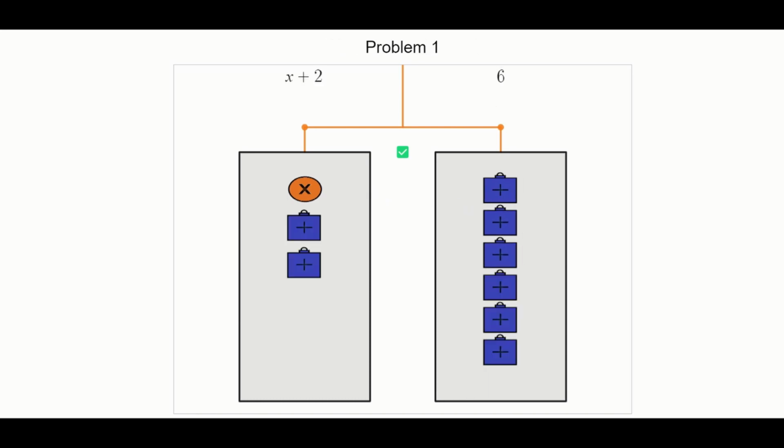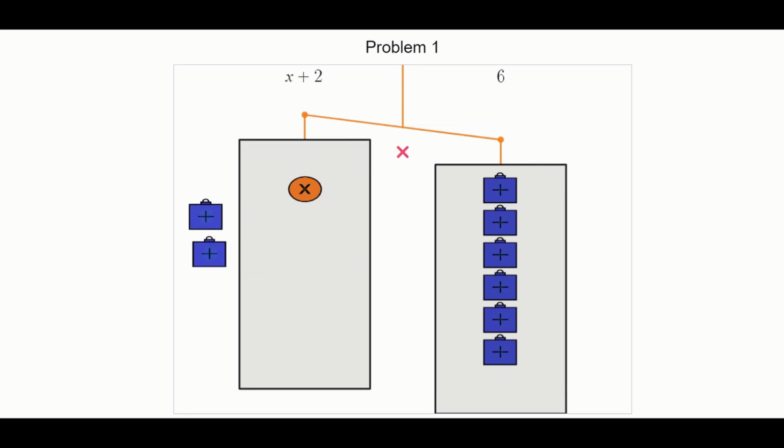Problem 1. X plus 2 equals 6. Here on the left side we have our x accompanied with 2 weights, and on the other side we have 6 weights. In order to solve for x to figure out what x weighs, I want to get x by itself, so I'm going to remove these 2 weights next to it. That's equivalent to subtracting 2 on the left side, leaving us with just x.